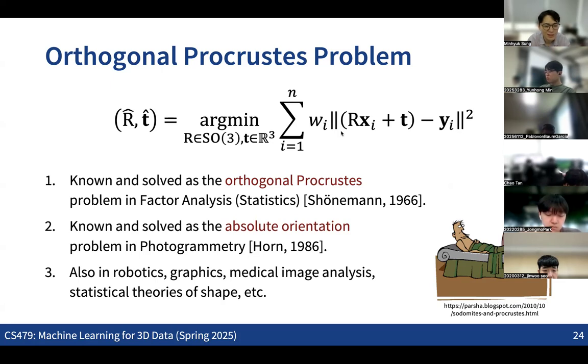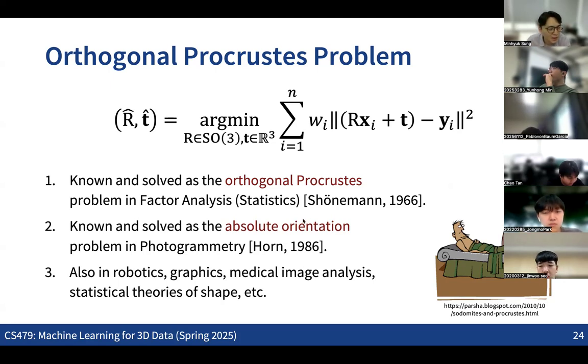You can see that this problem shows up in many other fields, especially including robotics and medical image analysis, and many other fields as well. So this is a very fundamental idea, and we are going to get into slightly more detail about how we are exactly going to solve this.